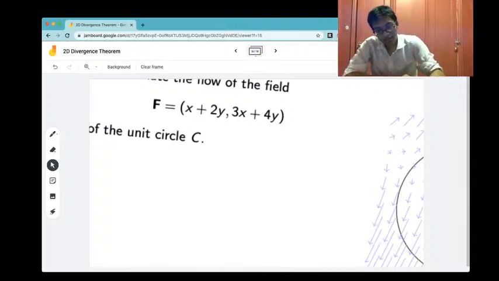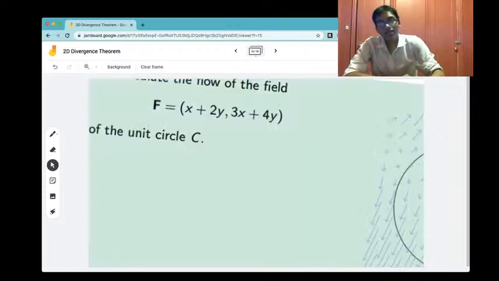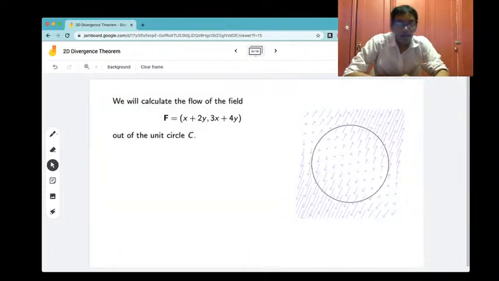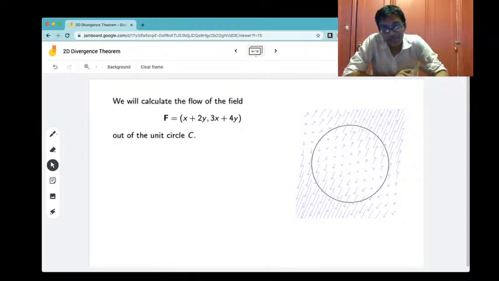Seems like I just messed up the slide right there, but I think we're back in business with that. So I want to calculate the flow of this field out of the unit circle C. So let's highlight a few things.